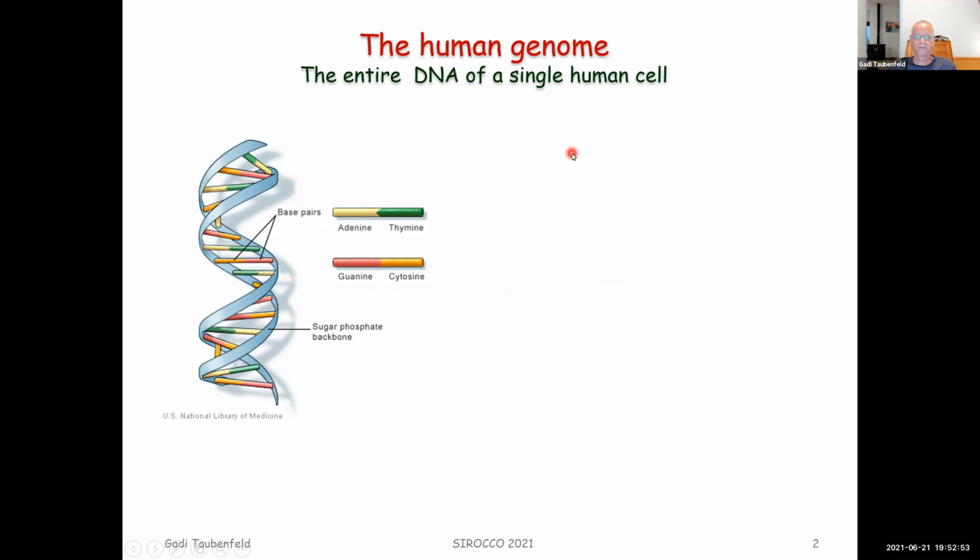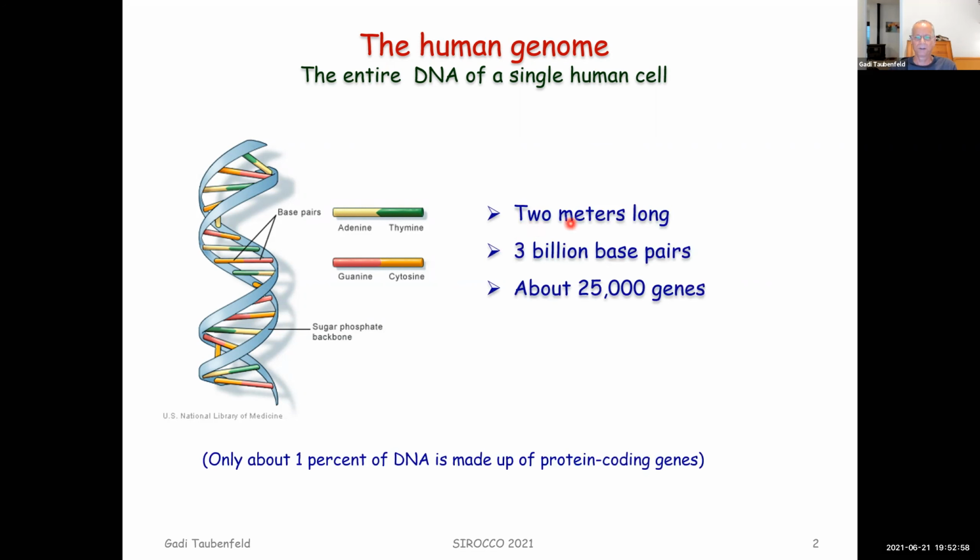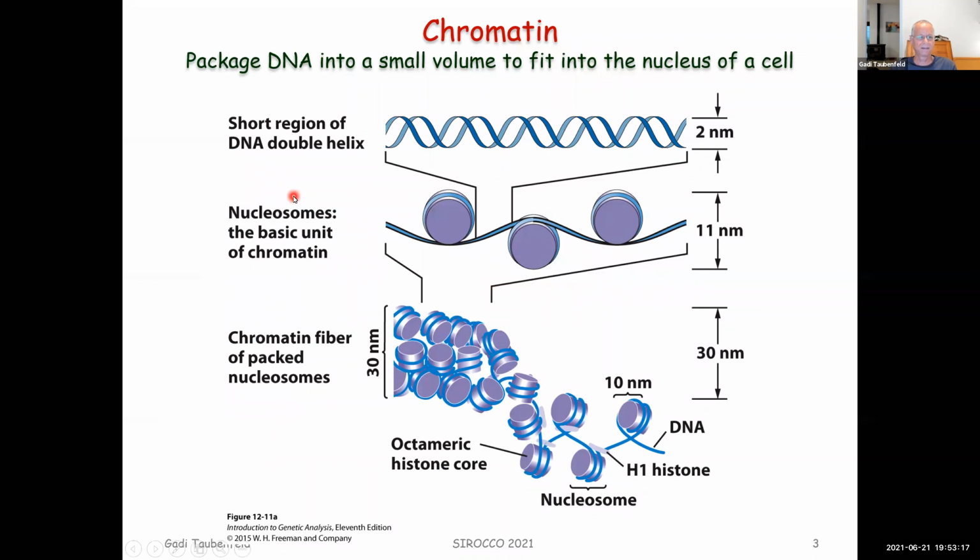So here are 3 facts about the human genome. It is 2 meters long. It has 3 billion base pairs, and it includes about 25,000 genes. So how do you take a 2 meter long genome and condense it so that it will fit into the nucleus of a single cell? Here is an idea.